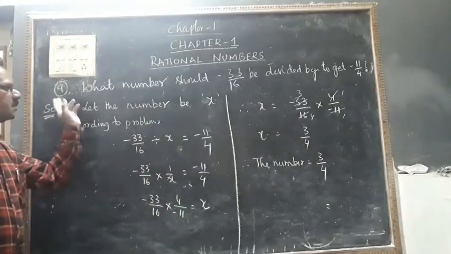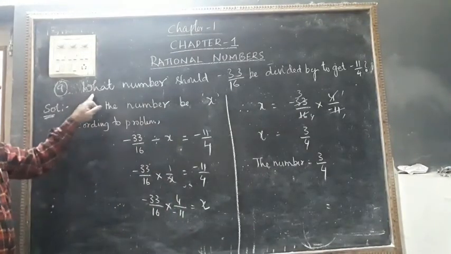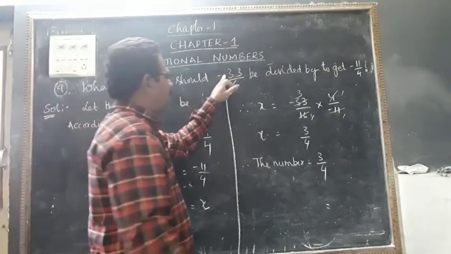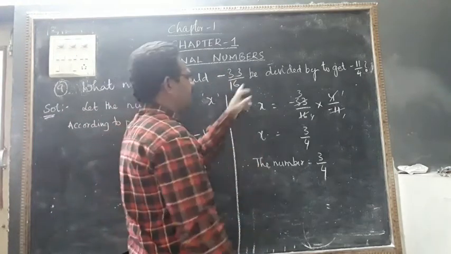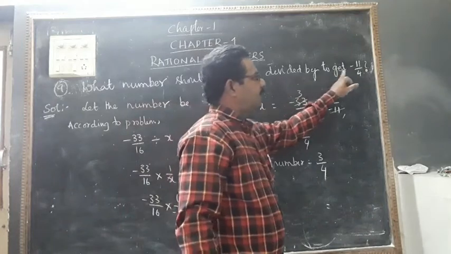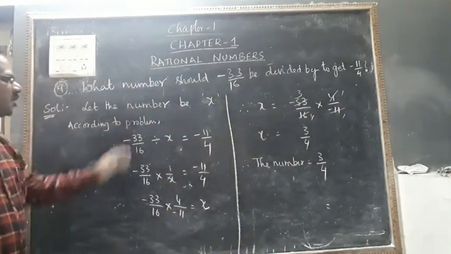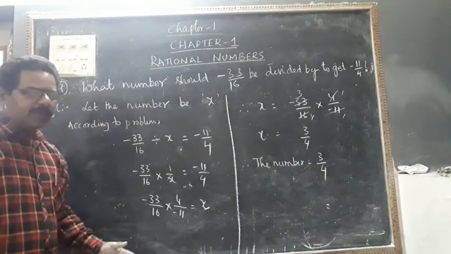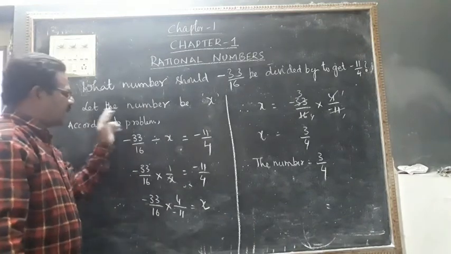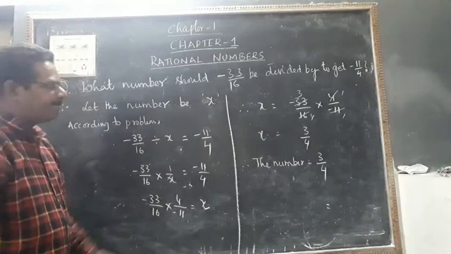Yes, children. The next sum, ninth sum. What number should minus 33 by 16 be divided by to get minus 11 by 4? This is the question. So we don't know one number. Let the number be x.